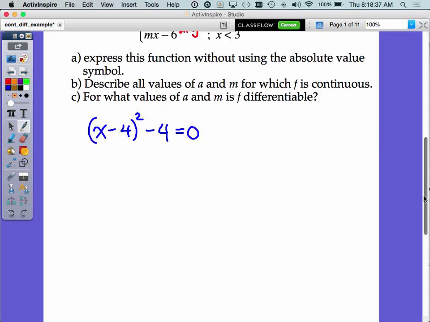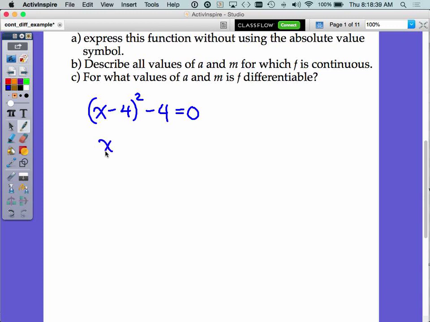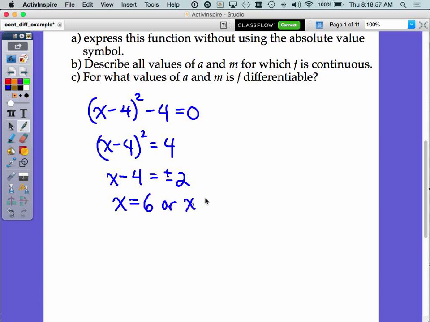That's pretty straightforward. We can solve that quite quickly. We'll get (x minus 4) squared equals 4. x minus 4 equals plus or minus 2. Don't forget that when we go from a quadratic function to a linear function, we're going to have two answers. So x equals 4 plus 2, which is 6, or x equals 4 minus 2, which is 2. So those are our possibilities.